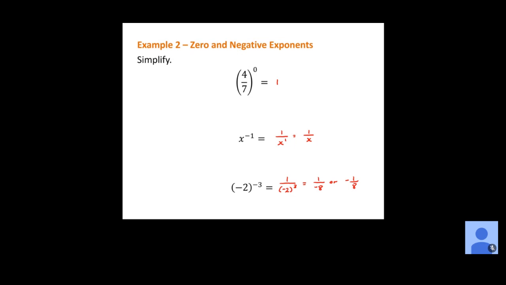So again, because the negative's in parentheses here, the negative gets raised to the third power. Raising a negative to an odd power, though, is going to keep it negative, and then 2 times 2 times 2 will give us 8.